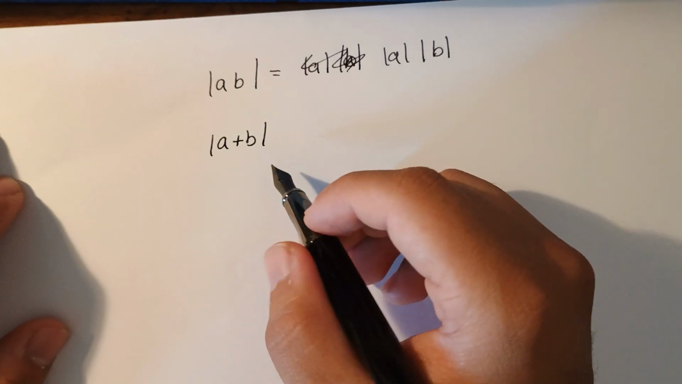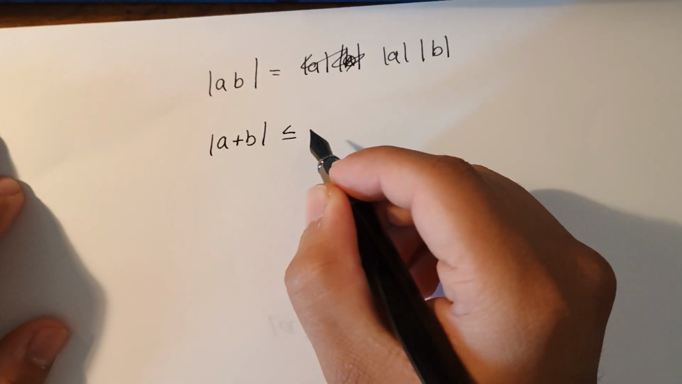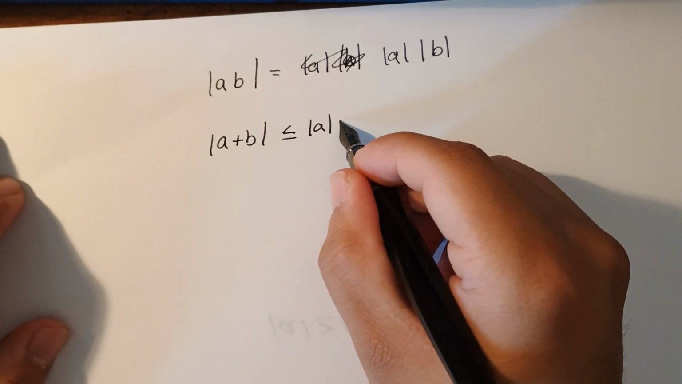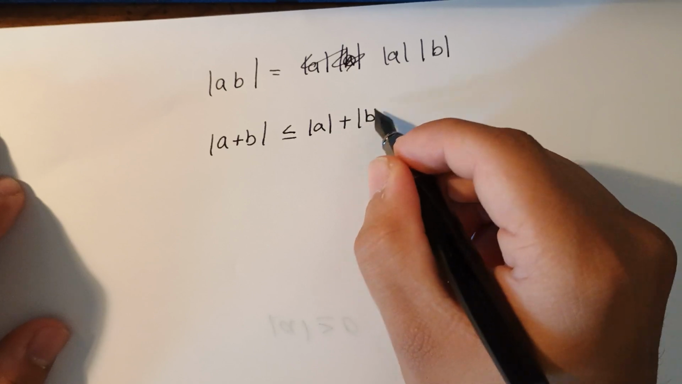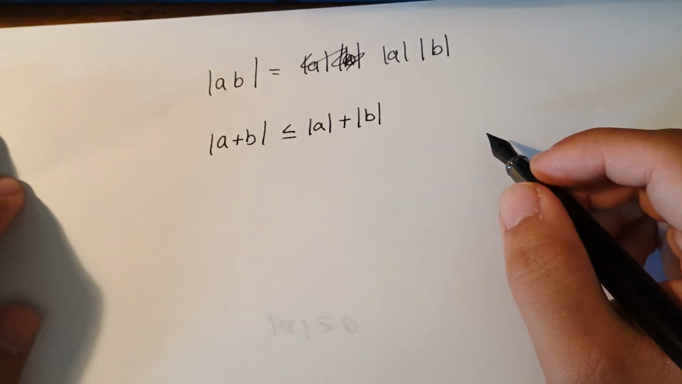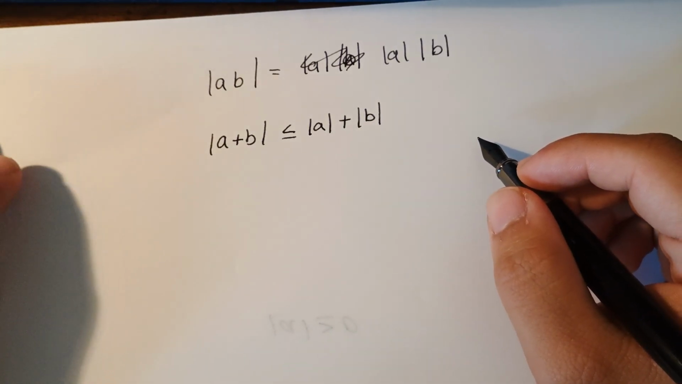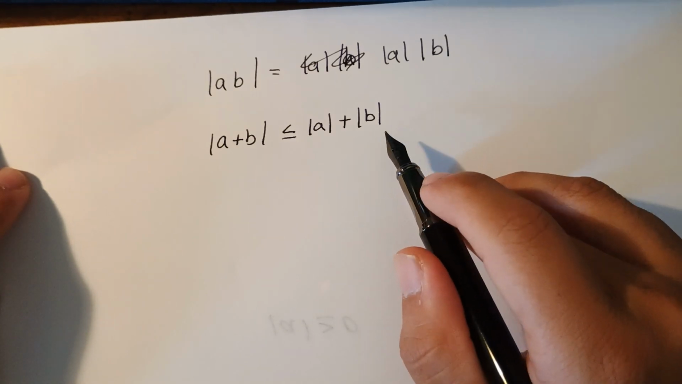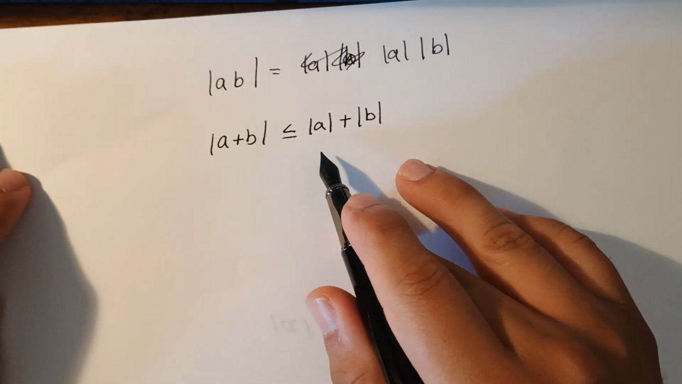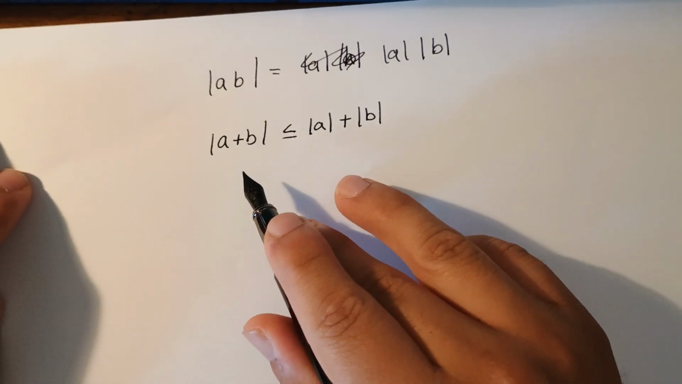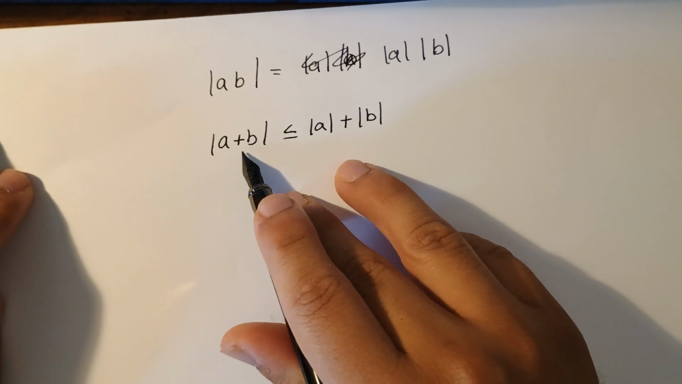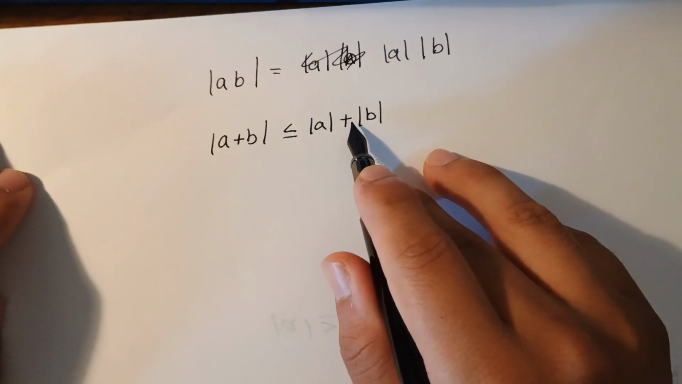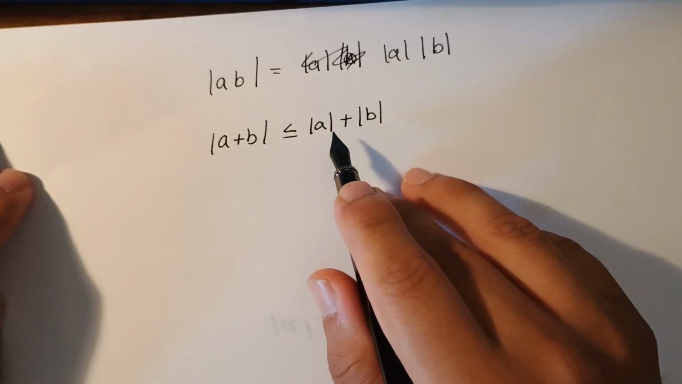the absolute value of A plus B will always be less than or equal to the absolute value of A plus the absolute value of B. Yeah, this is also called the triangle inequality. It's just a property you should remember. So whenever you combine two numbers with addition, it's always going to be less than or equal to whatever it is if you just take them separately.